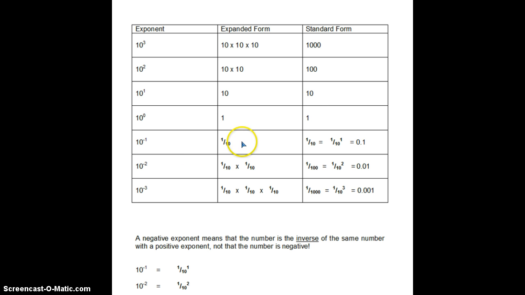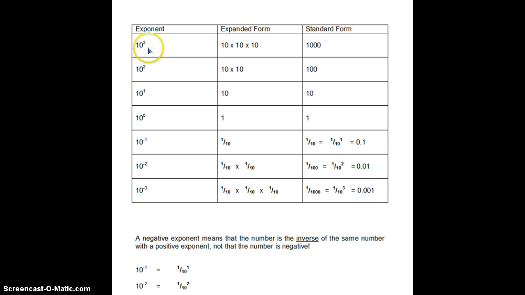10 to the minus 1 is 1 over 10, which is 1/10. And 1 over 10 to the 1 we can express as, in decimal form, 0.1. 10 to the minus 2 is 1/10 times 1/10, or 1 over 100, 1 over 10 squared. And decimal form is 0.01. And 10 to the minus 3, 1/10 times 1/10 times 1/10, 1 over 1,000, which can be expressed as 1 over 10 cubed and equals 0.001.